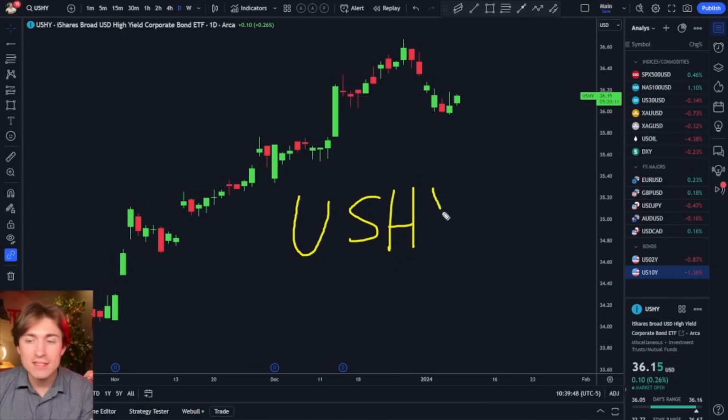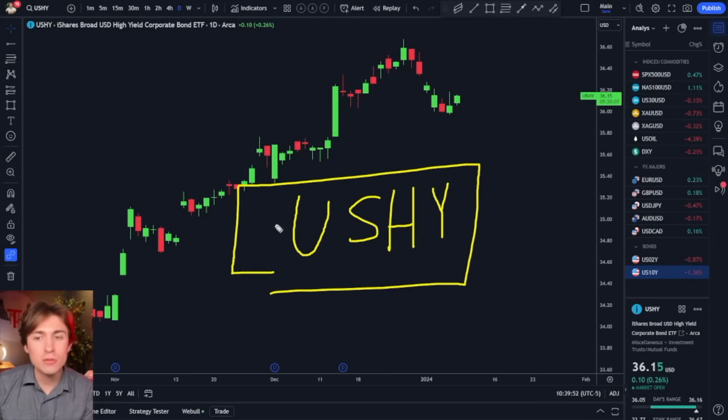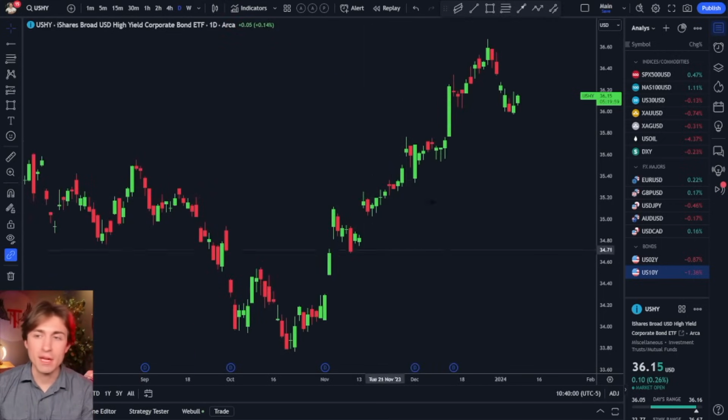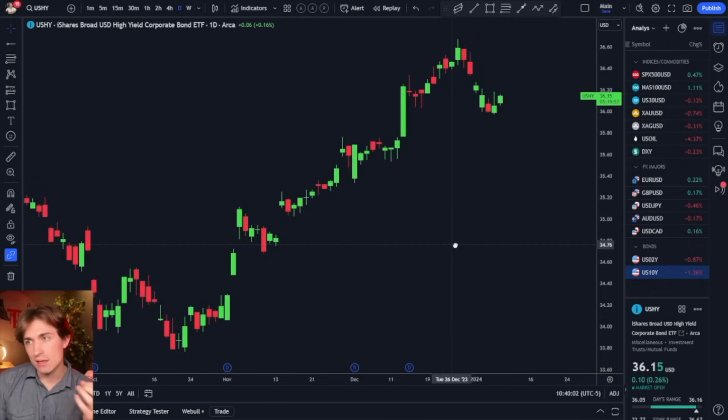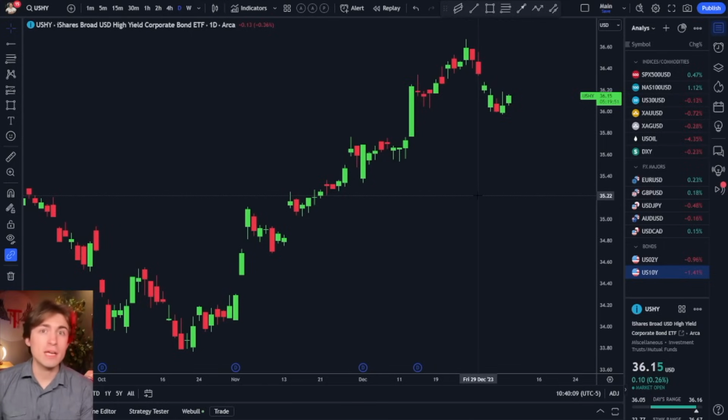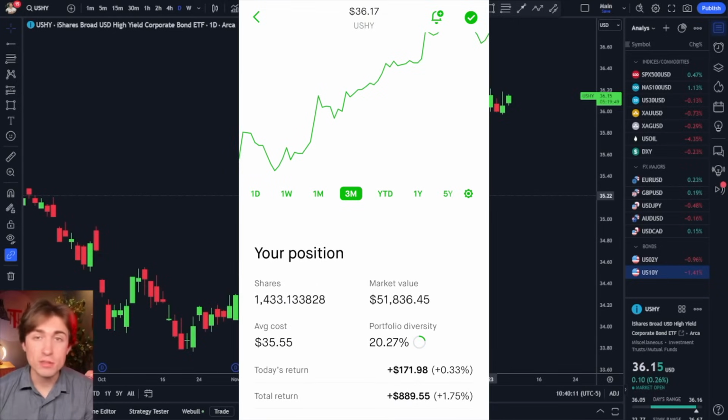USHY. This is an ETF that I own that tracks corporate bonds, high yield corporate bonds. And the reason I have this is that I think, again, the dollar is expected to get weak here. I've been in this trade for some time. I've been riding this one up. And again, I like USHY. I've been in this and I continue to hold this position. And in fact, what I'll do is I will actually show a screenshot here of my Robinhood account, which is where I actually trade some of my bond ETFs.